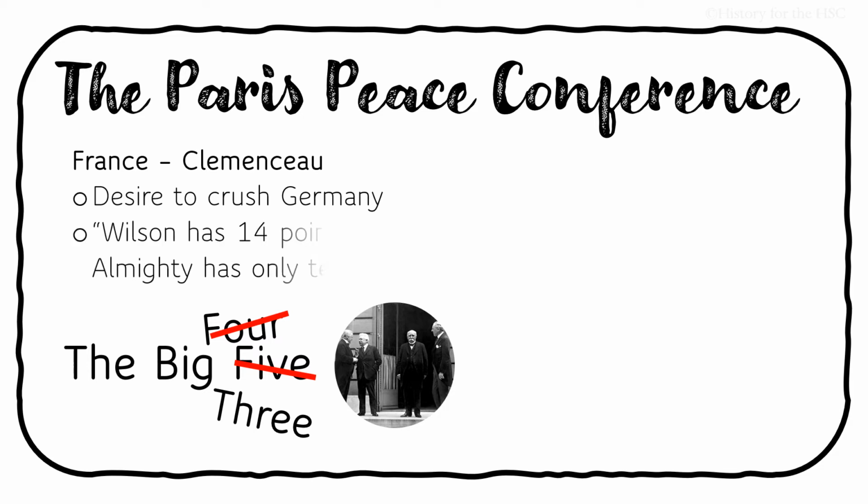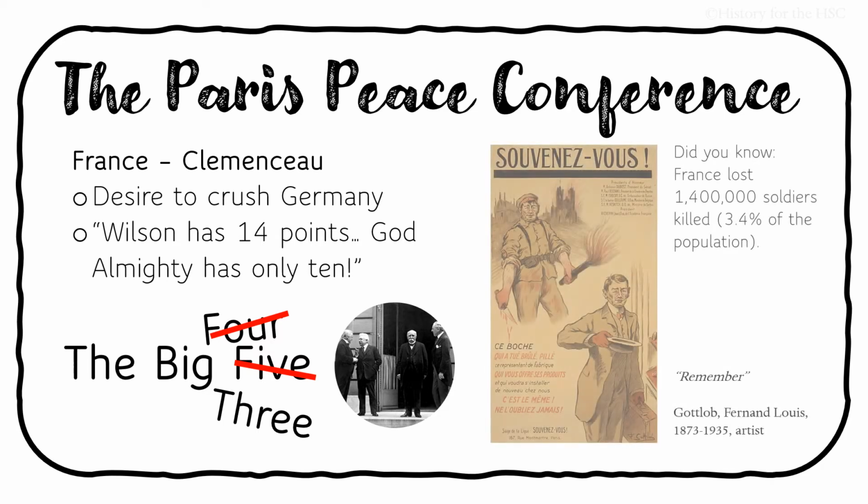He was disdainful of Wilson's 14 points, describing it like this: Wilson has 14 points, God Almighty has only 10. Now, this hatred and anger and desire to punish Germany comes from a reality that he has faced. France suffered far more in World War I than either Britain or the USA did. 1.4 million soldiers, about 3.4% of its population, died. And to the French, punishment needed to be meted out.